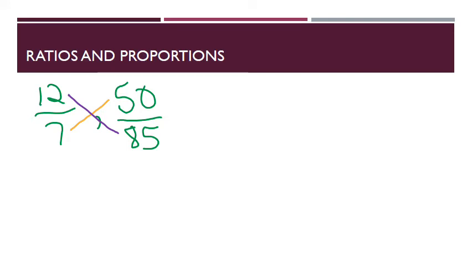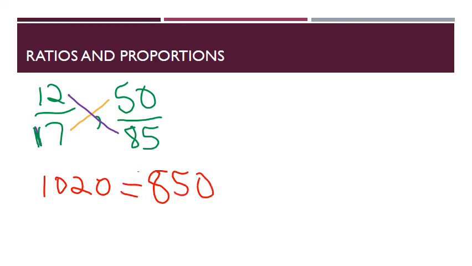Let me get this right. All right, so I'm going to multiply 17 times 50, and 17 times 50 comes to 850. And now I'm going to multiply 12 times 85. Well, 12 times 85 equals 1,020. Well, those two do not equal each other. Therefore, no, these are not equivalent.